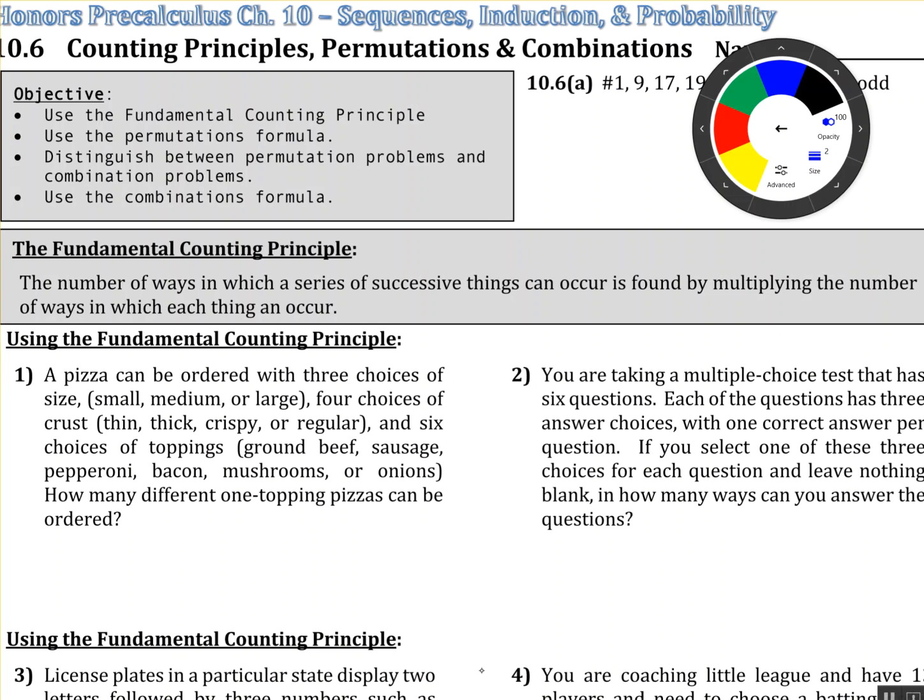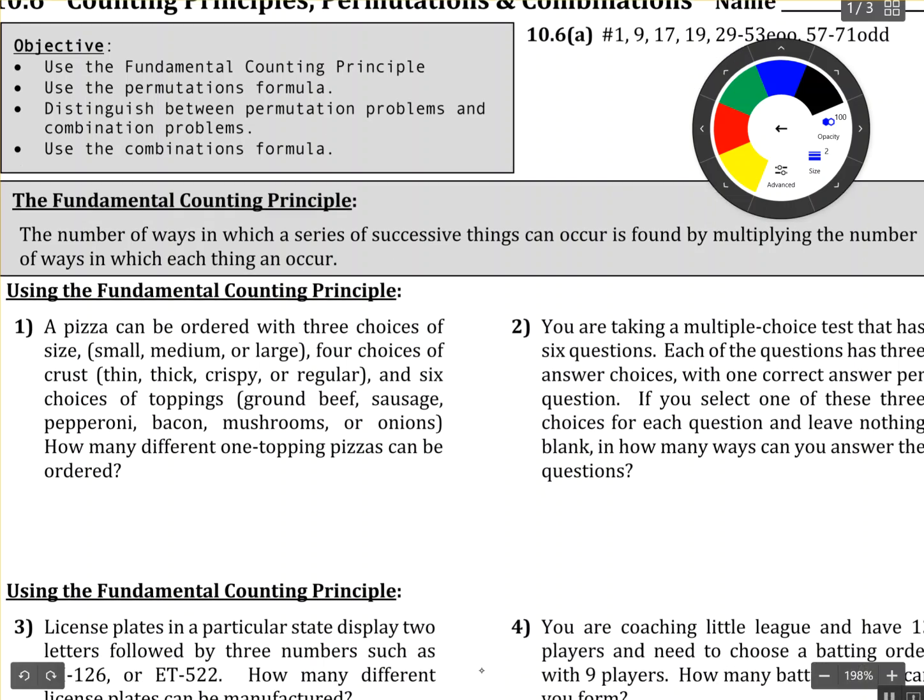The fundamental counting principle says that the number of ways in which a series of successive things can occur is found by multiplying the number of ways in which each thing can occur. A pizza can be ordered with 3 choices of size, 4 choices of crust, and 6 choices of toppings. How many different one-topping pizzas can be ordered? Well, that's going to be 3 choices for size, 4 for our crust, times 6 for our toppings. So I get 4 times 6, 24 times 3 is 72.